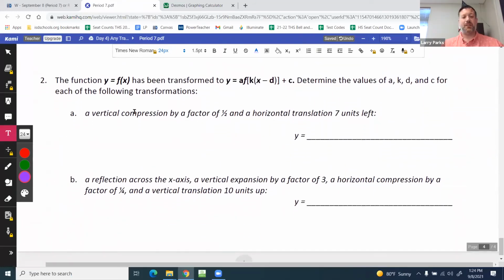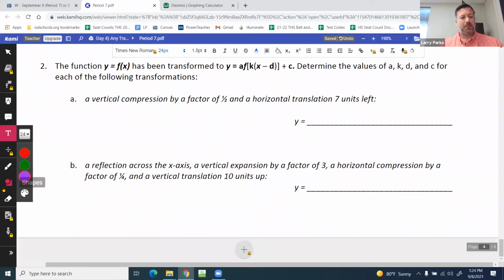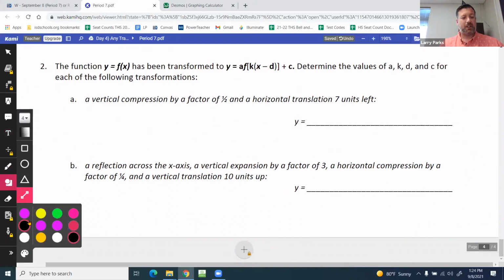The function y equals f of x has been transformed. Describe the values of a, k, d, and c of each of the following. And they're talking about stuff I don't really want you guys to worry about. So let's actually cross this one off.